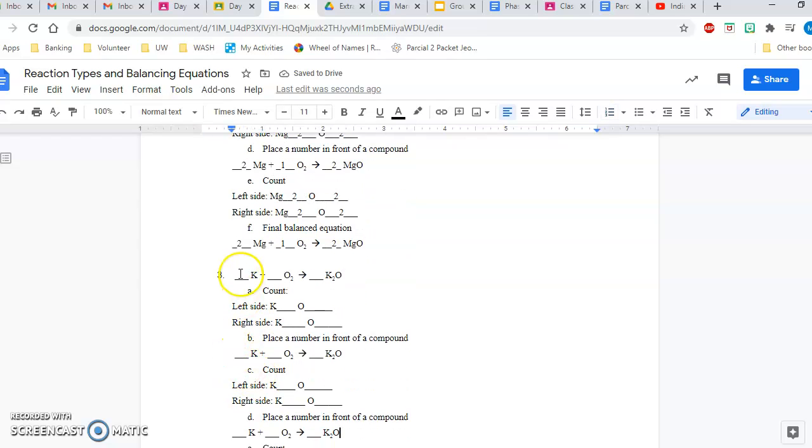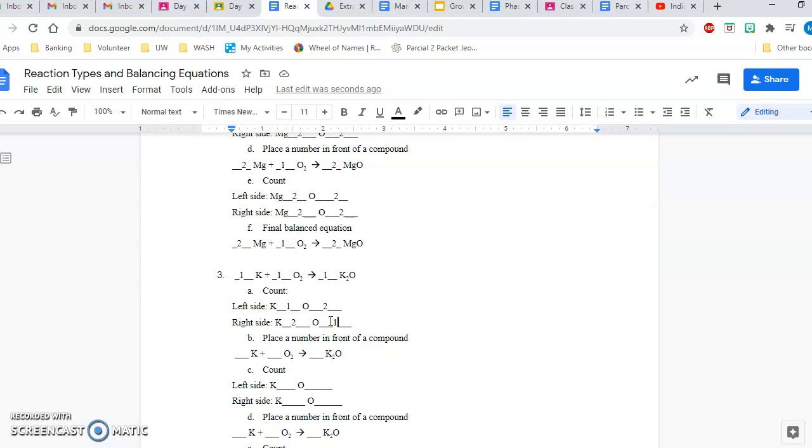Next one is K plus O2 goes to K2O. Again, we're going to start with putting 1 in front of everything and then counting. So 1, 1, 1. 1 times 1 is 1. 1 times 2 is 2. 1 times 2 is going to be 2. And 1 times 1 is going to be 1. So this time, we see that they're both unbalanced. We need more K's on the left side, and we need more O's on their right side.